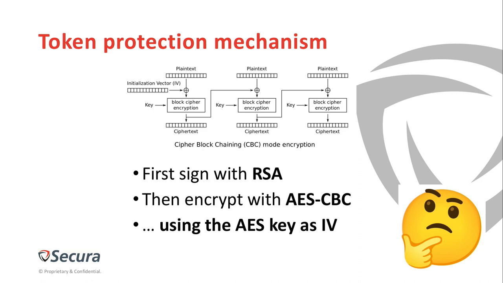CBC is basically a way of turning a block cipher into a more general purpose cipher, because a block cipher like AES, what they can do, you give them a key and you give them an input that's exactly 16 bytes long, and it gives you an output that's exactly 16 bytes long, which is great if you want to encrypt messages of 16 bytes, but when your messages become longer, that no longer works, and you need to use some kind of construction to extend AES for longer messages.